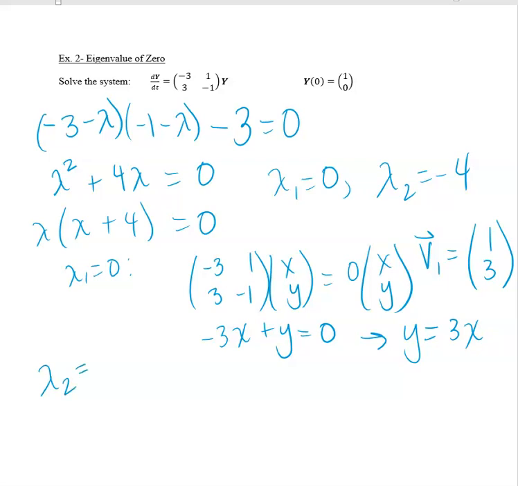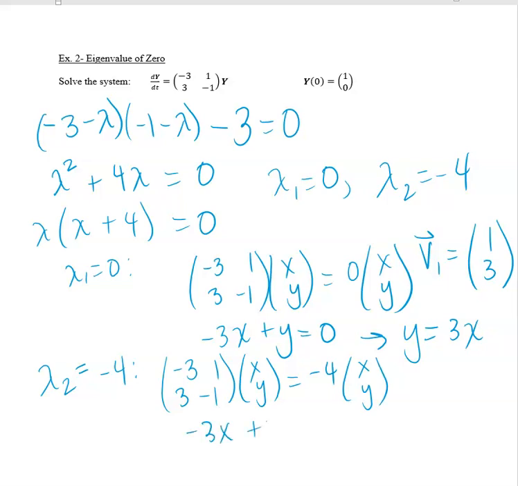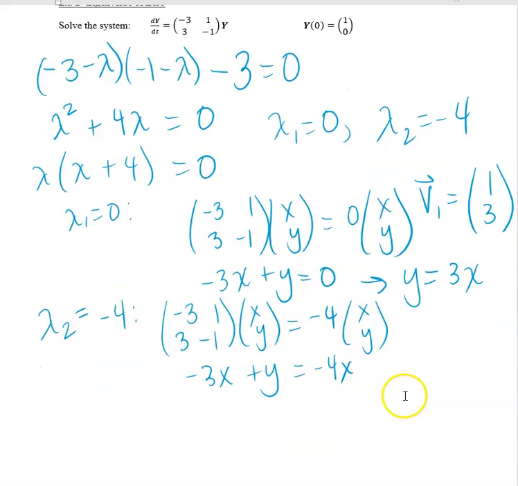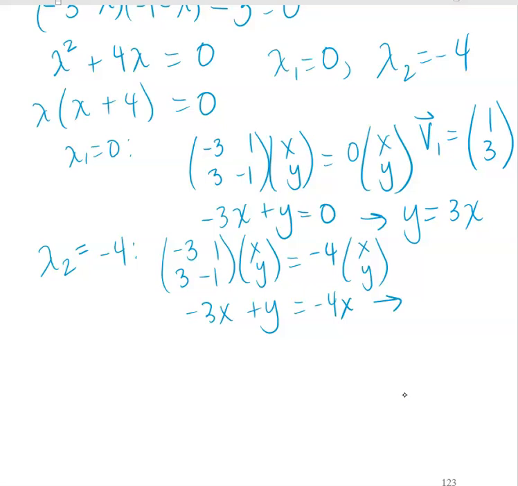Now let's do the same thing for the second lambda. So my value was -4. Same thing, I'm going to have -3, 1, 3, -1 times x, y equals -4 times x, y. So we get -3x plus y equals -4x. You could also use the y component, wouldn't make a difference. But either way, I'm going to wind up getting y equals -x, I believe, is my solution. So the eigenvector that goes with that, if we choose 1 for x, we're going to get -1 for y.